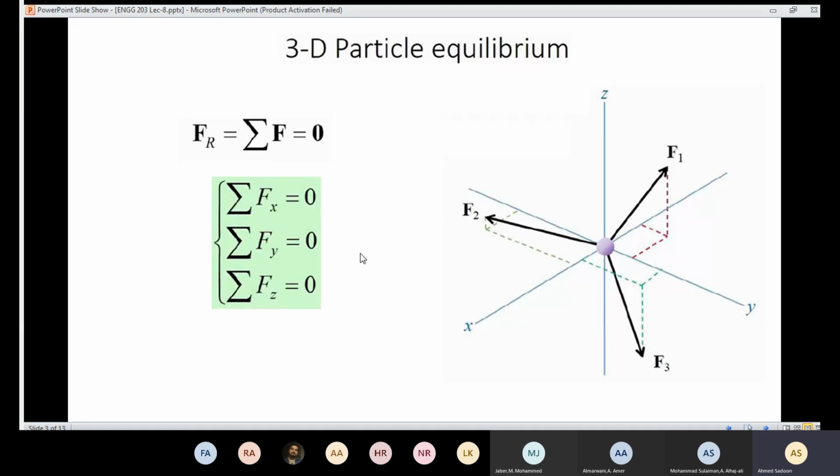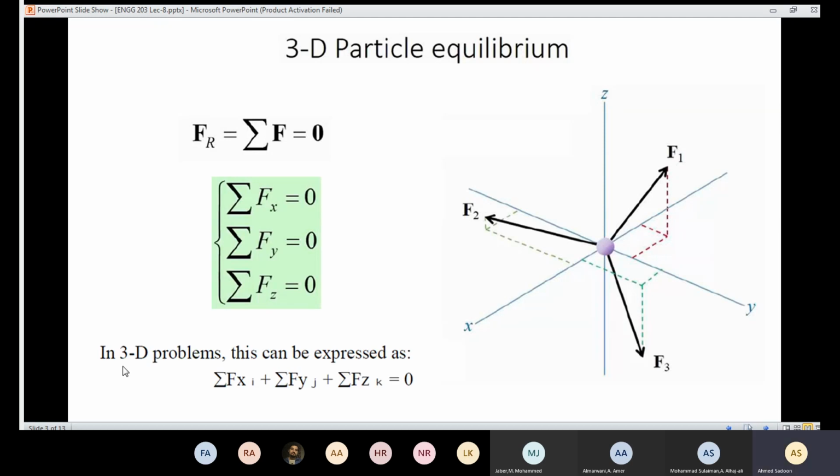So today we are going to talk about how to solve a problem involving particle equilibrium in 3D. And the steps are going to be the same as 2D, except that we are going to have an additional equation here, which is the summation of the forces in the z direction equals 0.